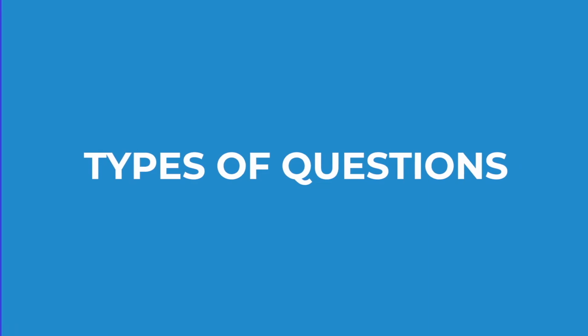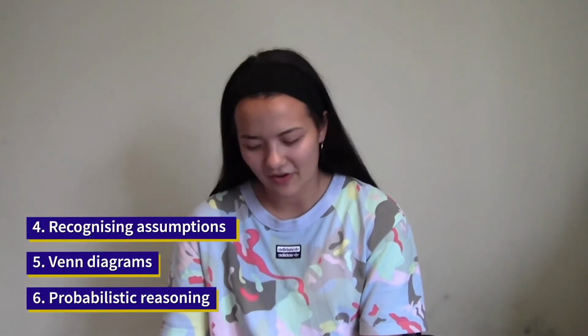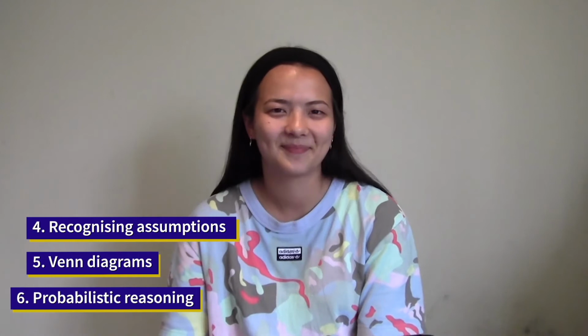So there are 6 major types of questions in this section of the UCAT. It's the most diverse and maybe complex out of all the different sections, but don't worry, we'll talk you through each one individually. These different question types will come up in the format that I described earlier, between multiple choice and also yes or no drag and drop to the statements that they provide. Question types that can come up are logical puzzles, syllogisms, interpreting information, recognising assumptions, using Venn diagrams, and probability reasoning.